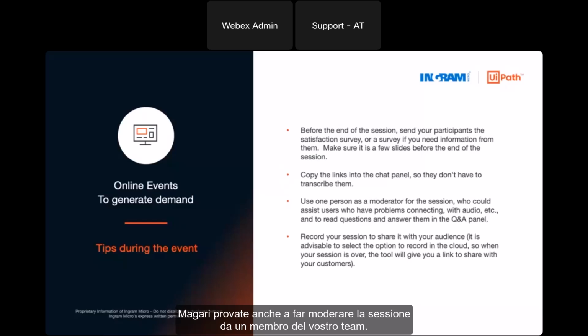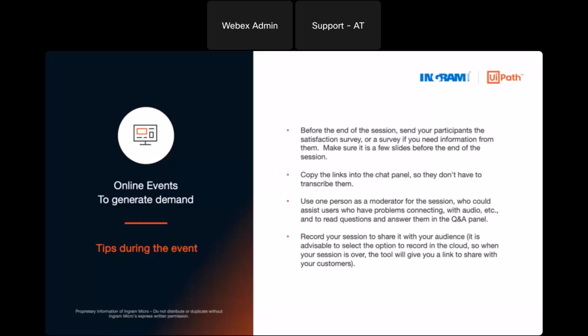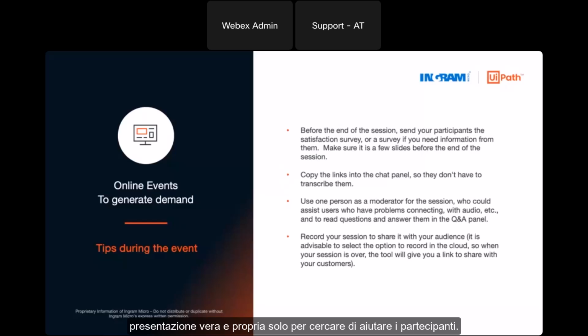Also try to have one member of your team as a moderator for the session, right? So basically anyone who's able to assist the participants in case of some technical problems, right? They aren't connected to the audio conference, or they're not able to see the presentation, or any technical issue, that the moderator is going to be able to assist, and that way you're not going to distract your speaker from the actual presentation just to try to help your attendees.